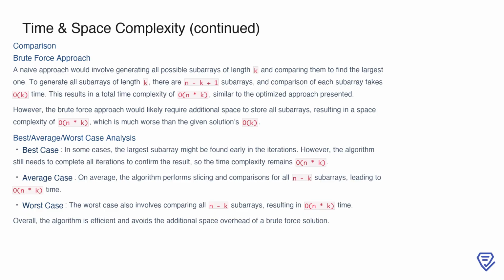However, the brute force solution has a significant drawback in terms of space complexity. Since it would need to store all n - k + 1 subarrays, its space complexity would be O(n * k), which is far worse than the optimized solution's O(k).